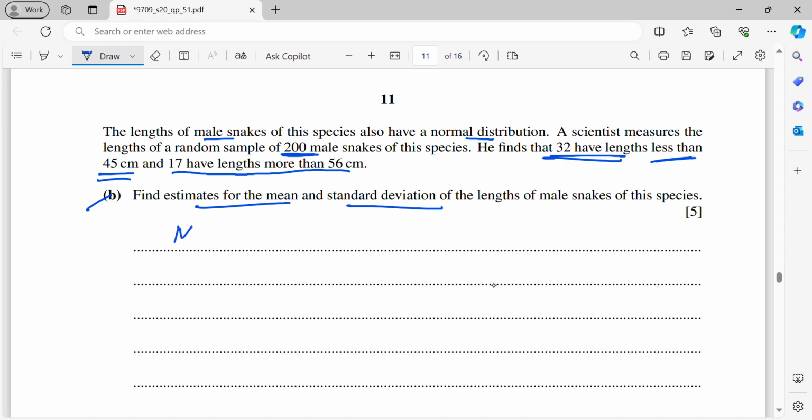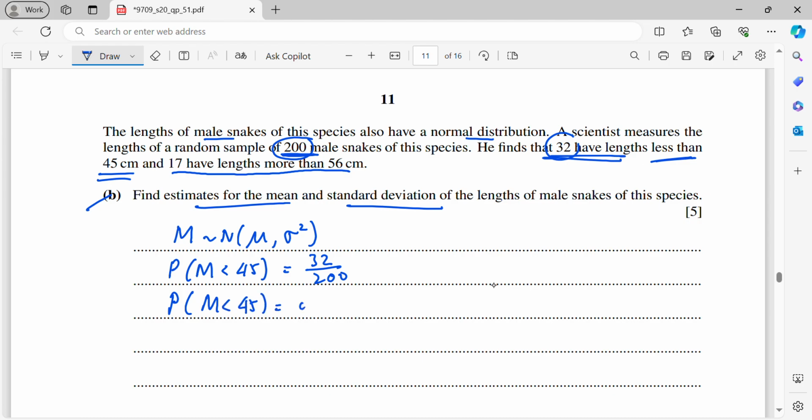Okay, now let M be normally distributed. Mean is unknown. Variance is also unknown. Okay, now it's mentioned that out of 200, 32 have lengths less than 45 centimeters. Means that P(M less than 45 centimeters) is 32 over 200. Okay, then from here I will say that P(M less than 45) is basically 0.16. Okay, 32 over 200 is 0.16.